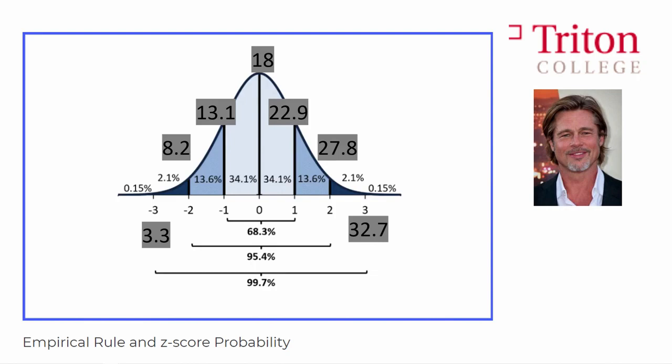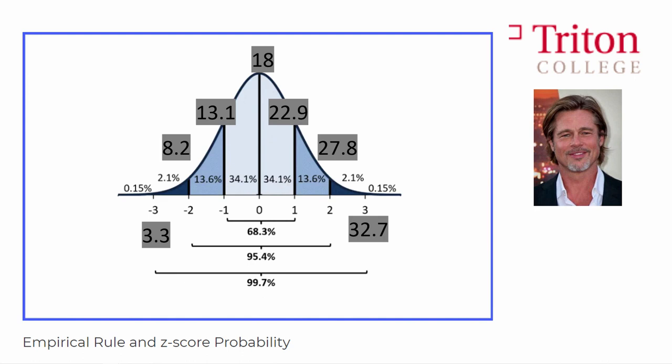Or I could say this. I could say, what are the odds that Brad and Bob take 13.1 minutes to get to work tomorrow? You can look at this and look at the empirical rule and say, well, 13.1 minutes is one standard deviation below the mean, right? 13.1 minutes is one standard deviation below 18. And if you look in the shaded part there, 34.1% of the observations fall between 0 and 1 standard deviations from the mean.